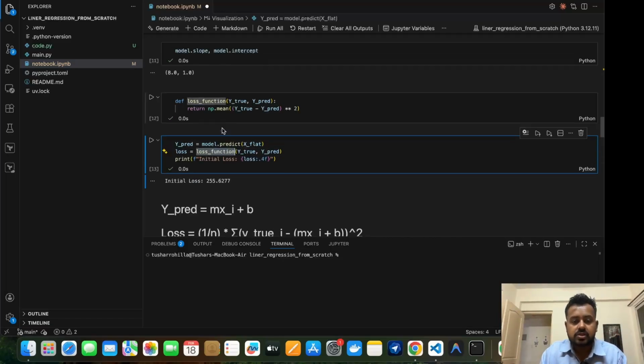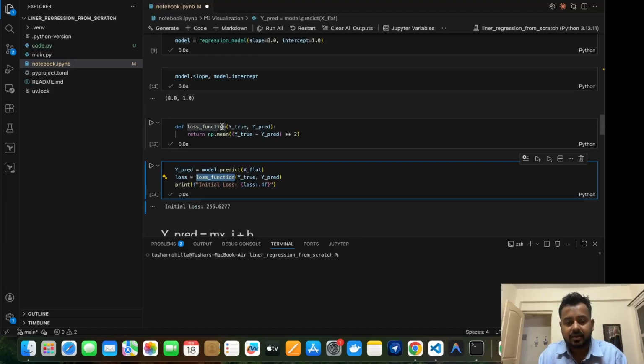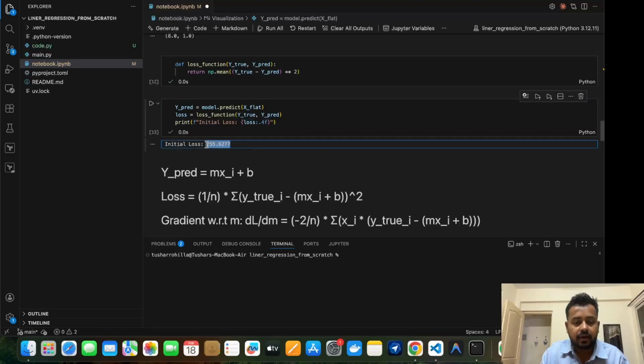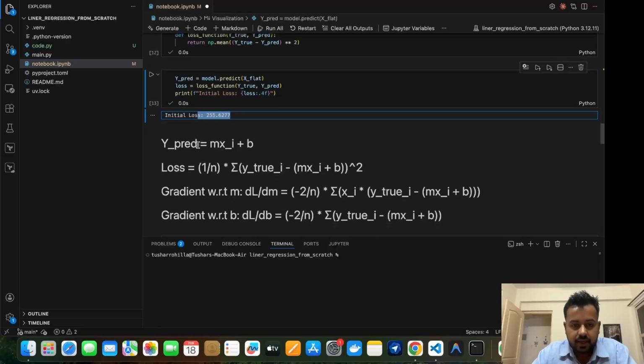Basically, through this loss function we are quantizing that particular parameter, and this is the value we are getting for the initial thing. Actually, you'll see during the model training this loss will reduce, and this should reduce, right?